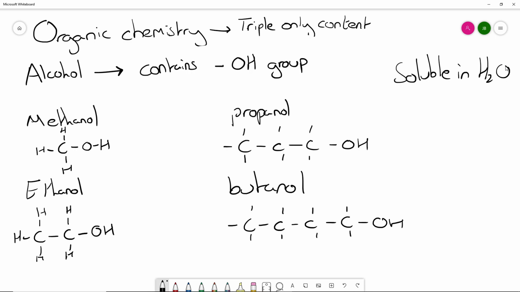But the longer the chain, the less soluble. So that means methanol is the most soluble, ethanol the second most, propanol the third most, butanol the fourth most, and so on. That's because this functional group very easily dissolves into water. This long chain does not dissolve very well into water. Then the longer the chain, the less likely we're going to have solubility.